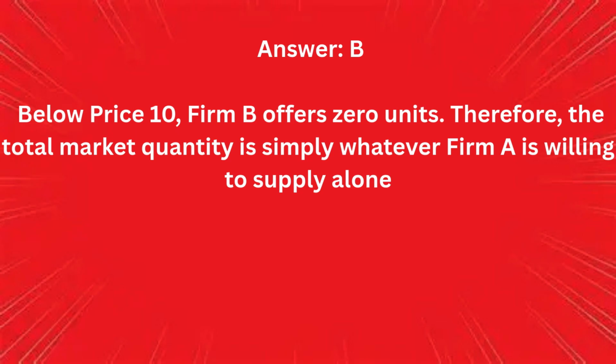Answer. B. Below price 10, firm B offers 0 units. Therefore, the total market quantity is simply whatever firm A is willing to supply alone.